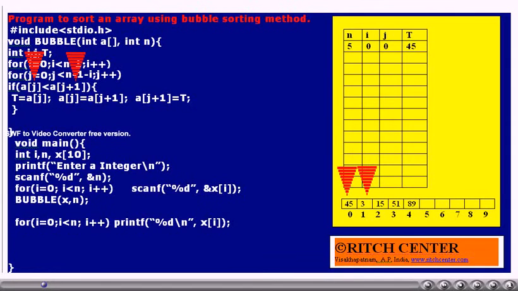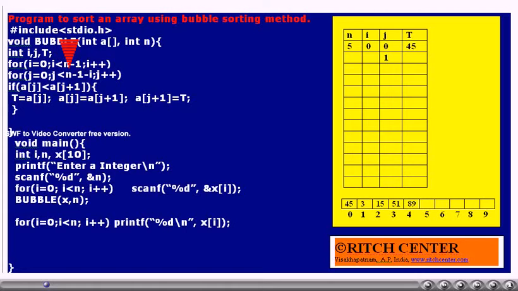Now, a of j and a of j plus 1 are compared. Currently, the j value is 0. A of j is 45, a of j plus 1 is 3. 45, is it less than 3? No. Thus, they will not be exchanged. The j value is incremented by 1. Thus, the j value becomes 1.